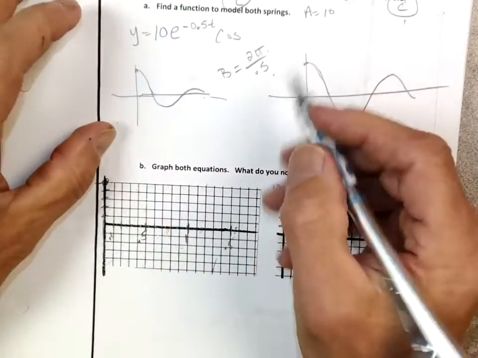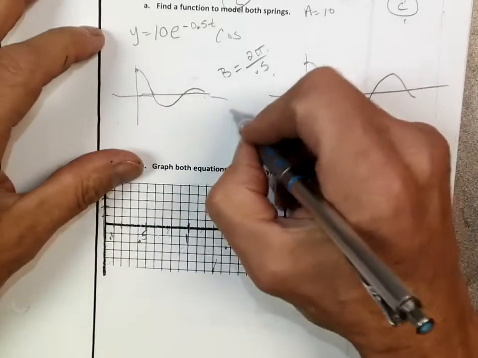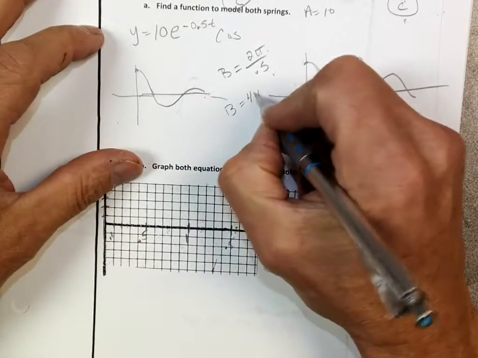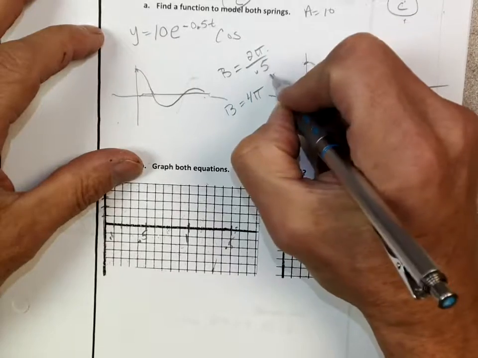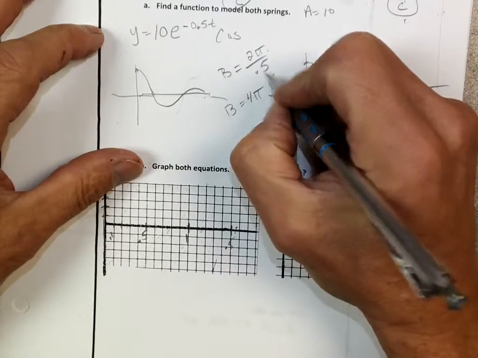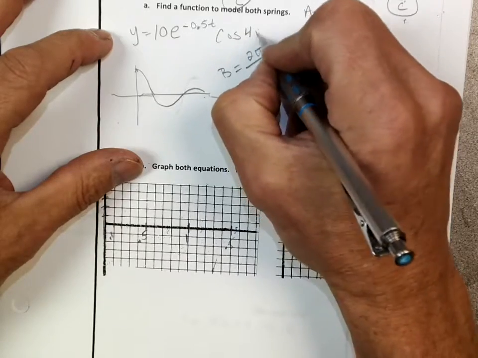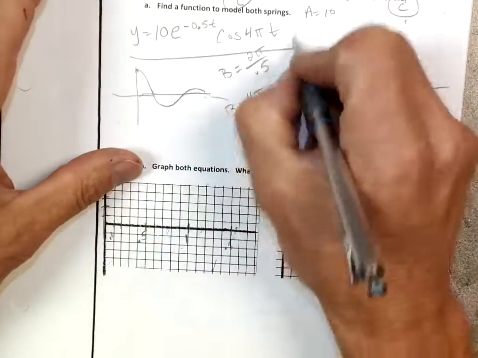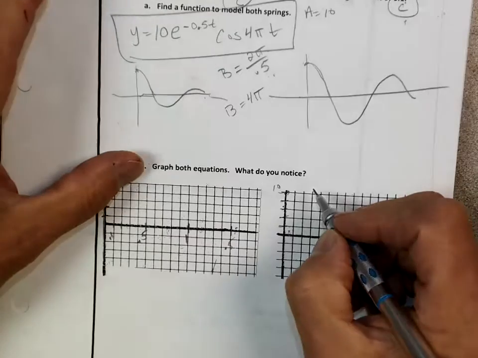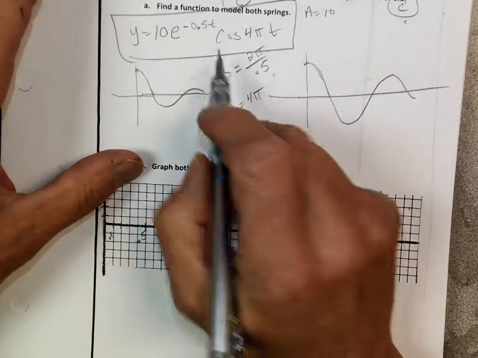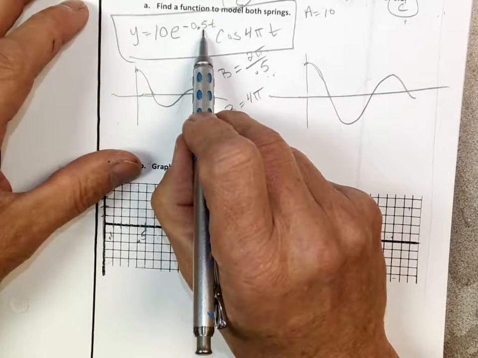There you go. So we end up getting b to be 4 pi. If you don't believe me, you can do the math. 2 pi divided by 0.5 is 4 pi, right? So we get 4 pi t. Okay, there's the equation for the first one. And the second one is going to have the exact same equation, except we're going to use a 0.1 here.